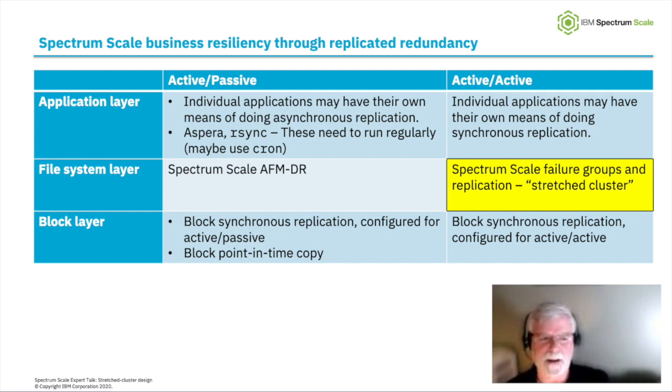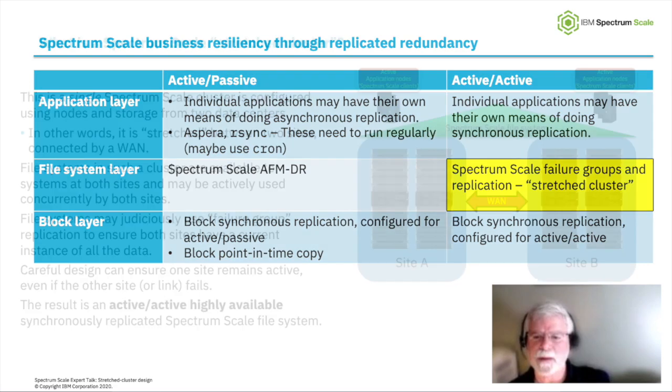So AFM DR is active passive. One site's actively processing a data set, while the other site has a read-only copy of that data set, asynchronously maintained. Whereas in a stretch cluster architecture, applications at both sides may concurrently work with files in that same data set. So it's active on both sides. This is a rather unique feature of what we can do with Spectrum Scale.